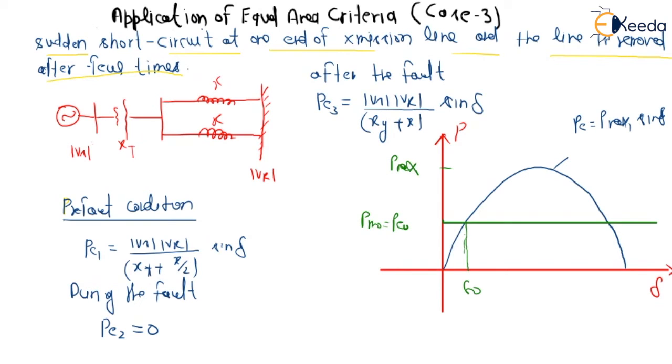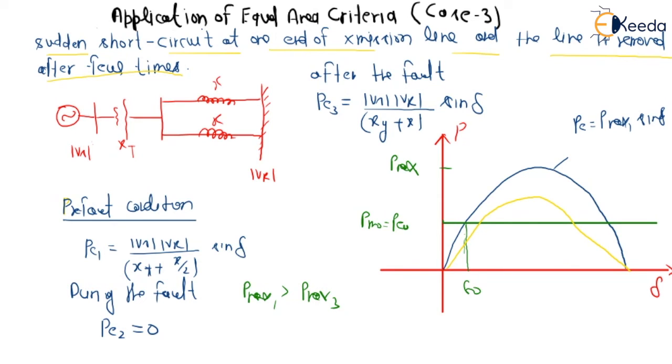Now what is happening? This was the scene before the fault. Now during the fault, the power transfer will be 0, but after the fault, this PE3 value applies, and we know that Pmax1 is clearly greater than Pmax3. So we can draw a diagram like this. I'm drawing with a yellow pen, so we can draw like this, same to same.